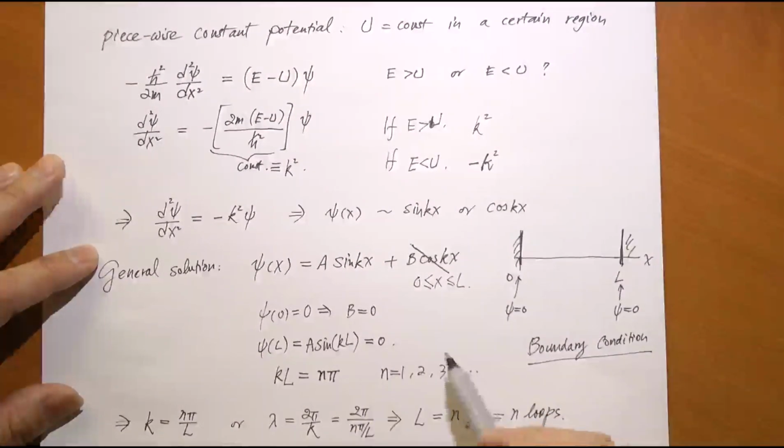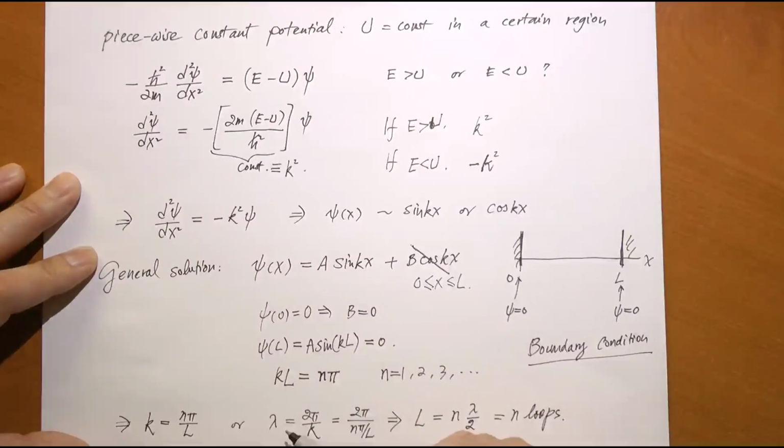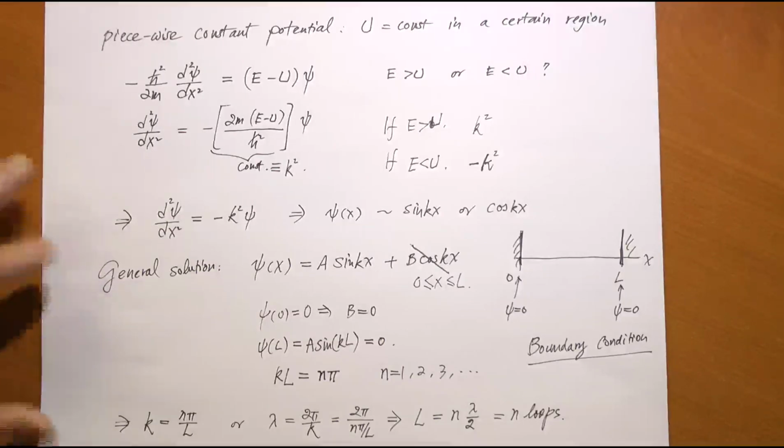So you work out k from this quantization condition. k is n pi over L. And you know, k is related to the wavelength of the wave by 2 pi over lambda, and therefore lambda equals 2 pi over k, and k is given by n pi over L. You solve this, and L can be expressed in terms of the wavelength of the wave, and it turns out L equals n times lambda over 2. This sounds very familiar.